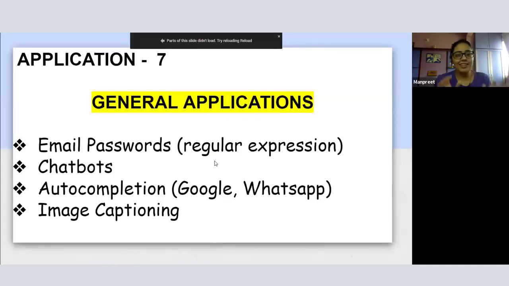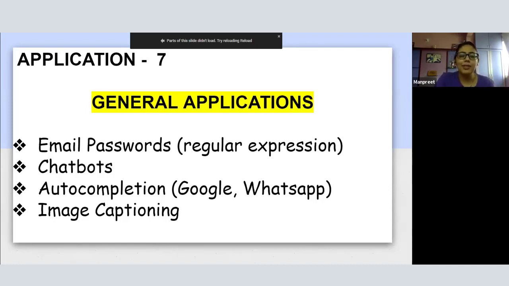The next applications are some of the very general applications, like email passwords. Whenever we type a password, it's specified to us: it should be 10 characters, alphanumeric, with a special symbol and lowercase. So it's a type of regular expression. We define a type of pattern to be used for email passwords, or when we buy a product there's a scan. It also follows a pattern, so it's also an application of regular expressions in NLP.